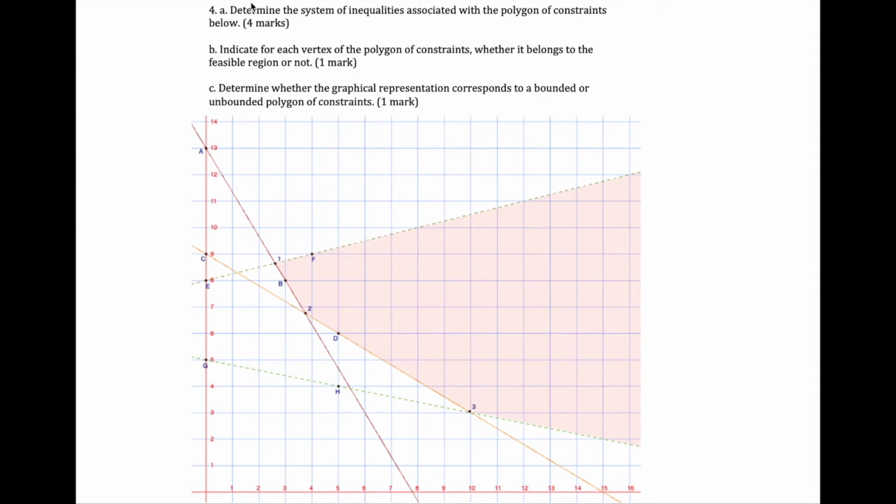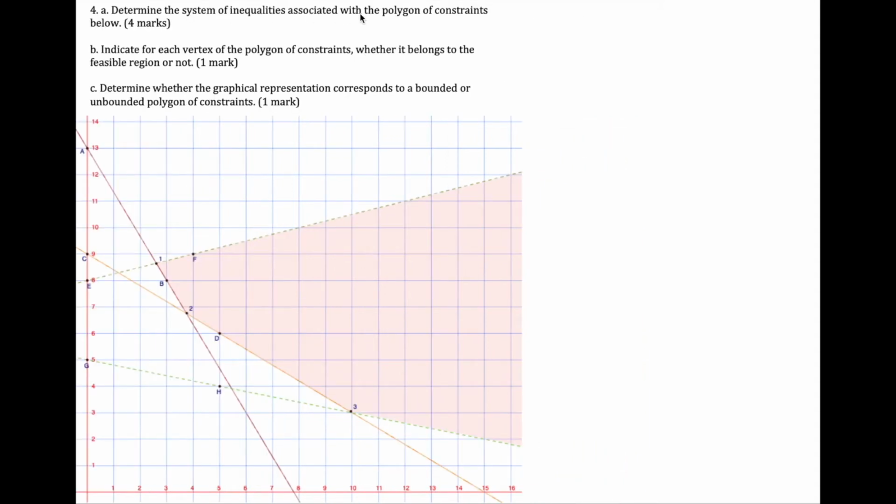Question number 4. Determine the system of inequalities associated with the polygon of constraints below. We're going to start with this one. And our b value is 8.